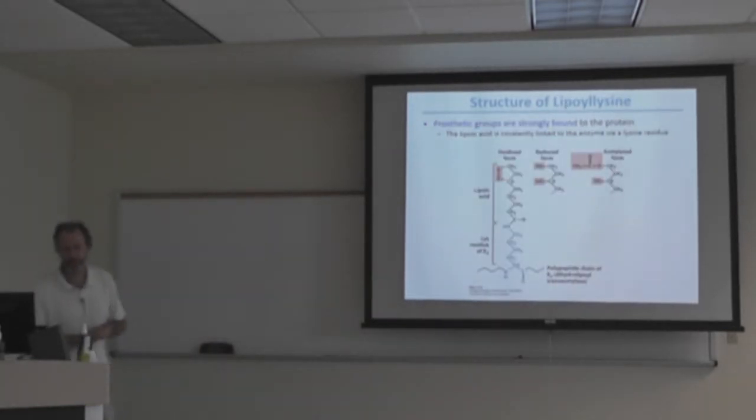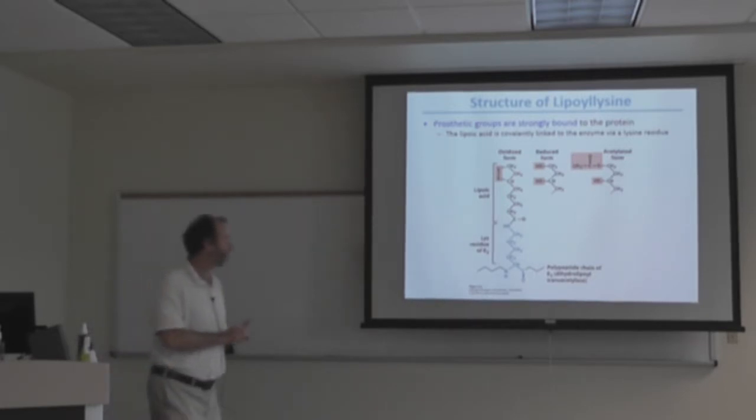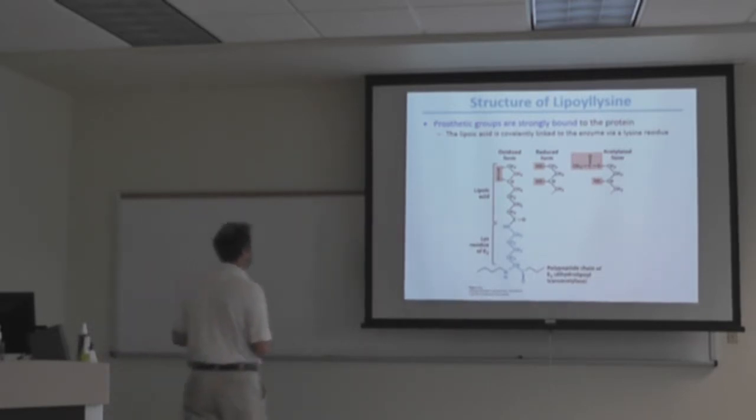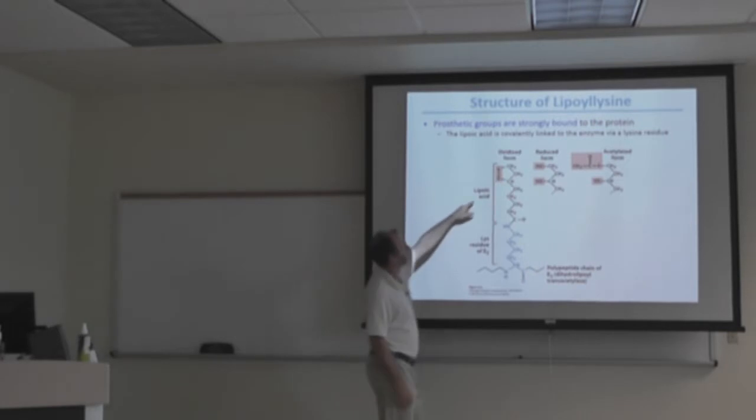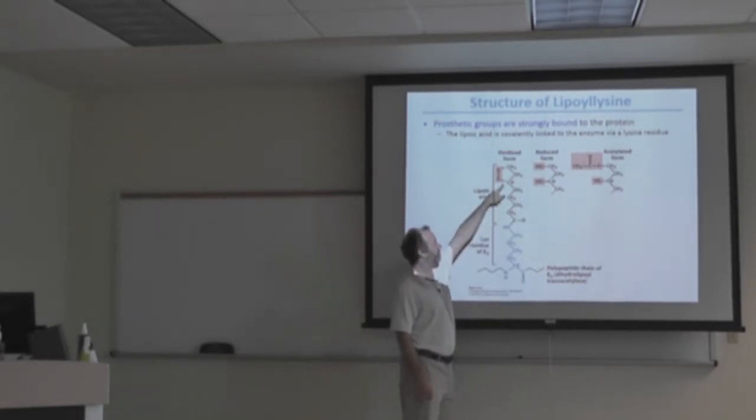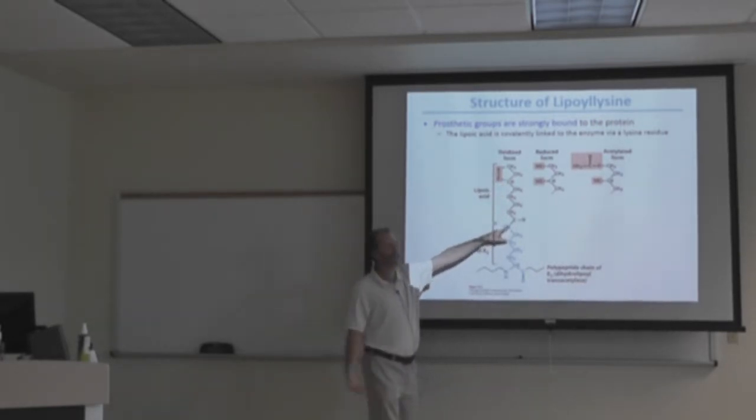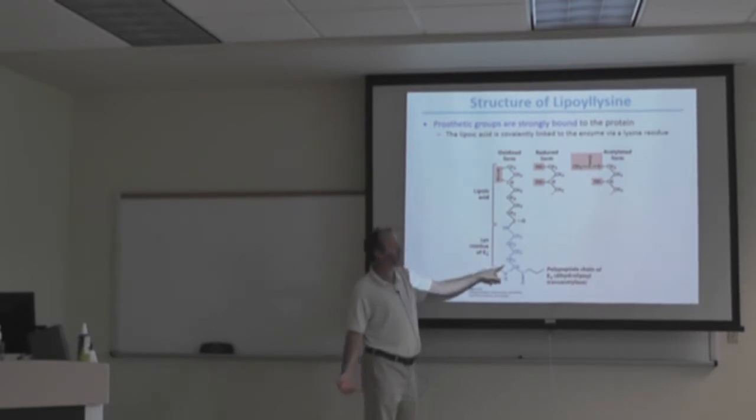So prosthetic groups, right? They're strongly bound to the protein. Lipoic acid is an example of this. This is the active site of lipoic acid. It has this long carbon chain, and it has an amide bond with a lysine on the protein. So it's covalently attached to the protein, which makes it a prosthetic group, right?